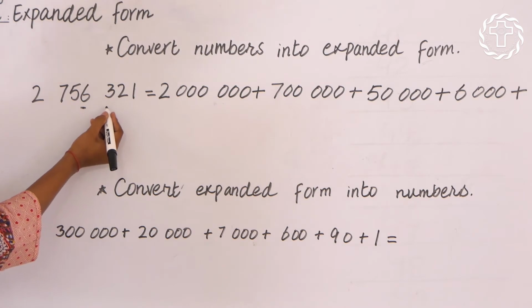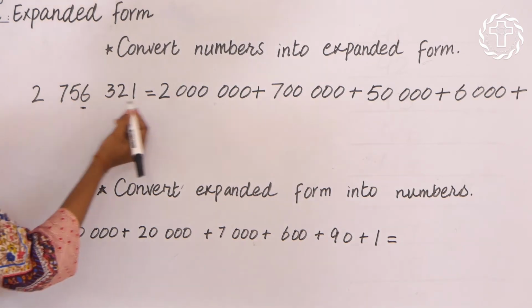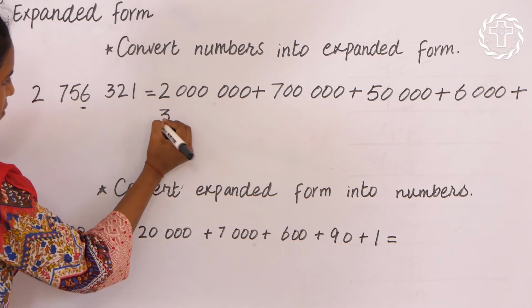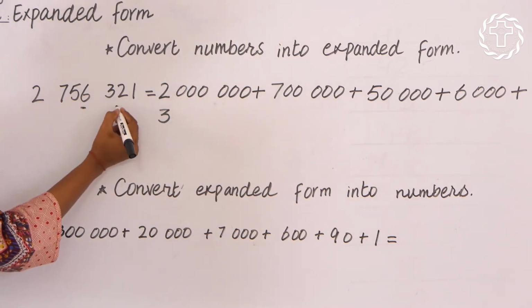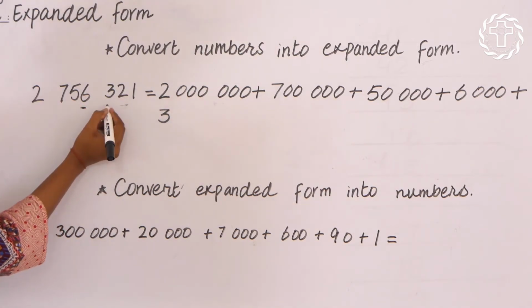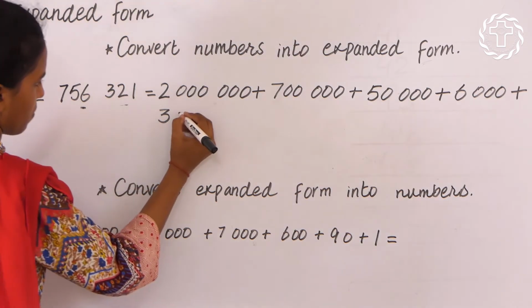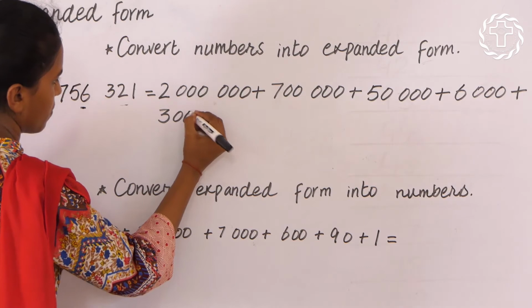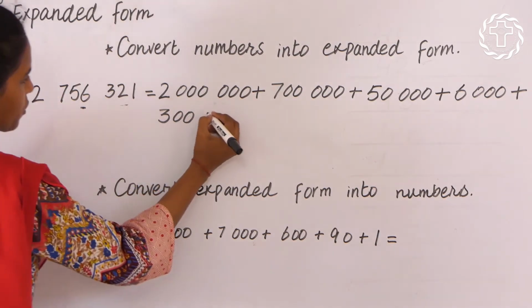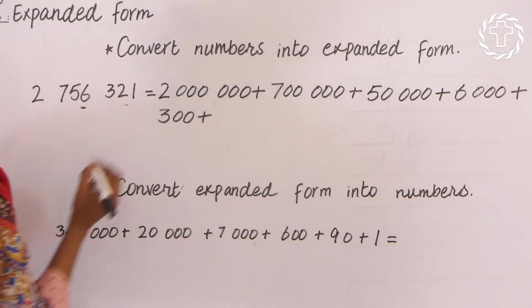The fifth digit is 3. We will write 3 as it is. Then we will replace all the other digits on the right side of the 3 digit with zeros. We will put the sign of addition.